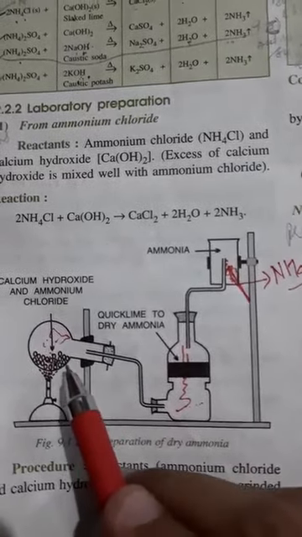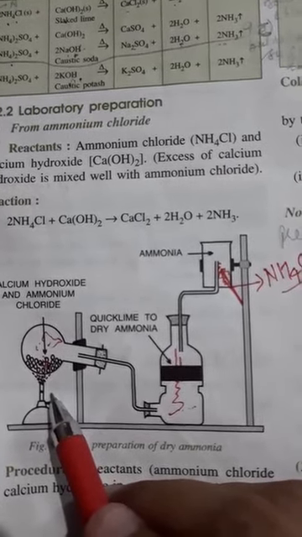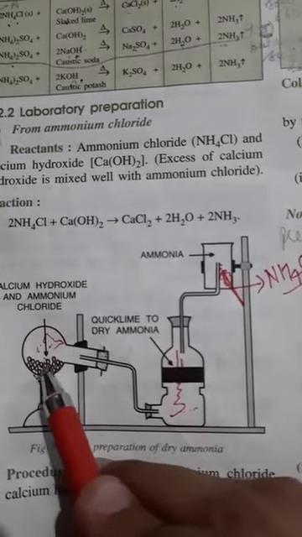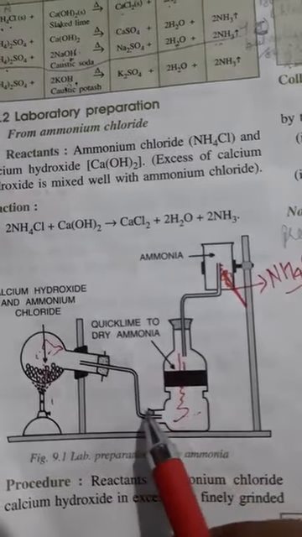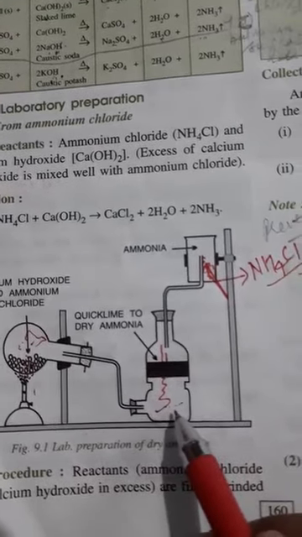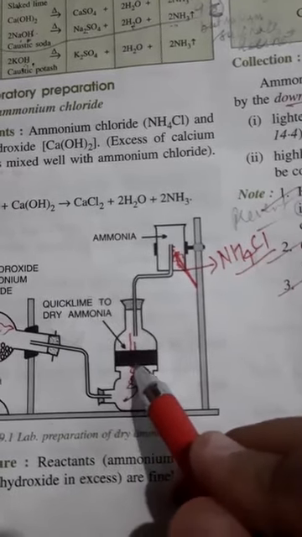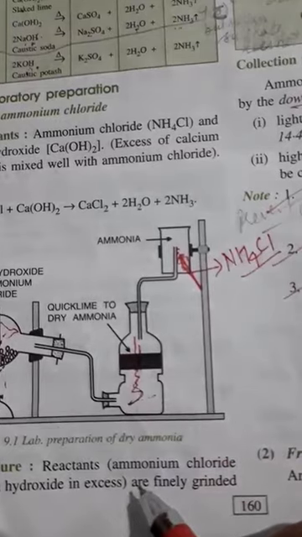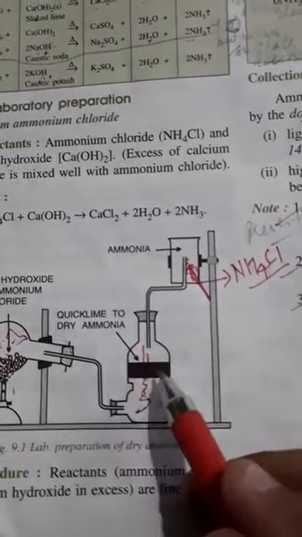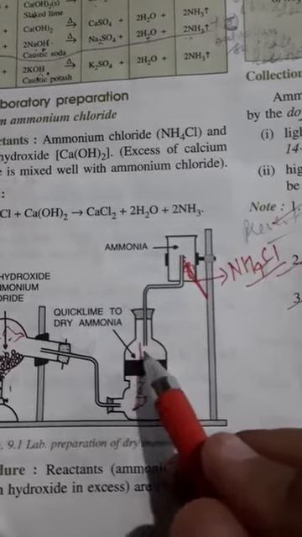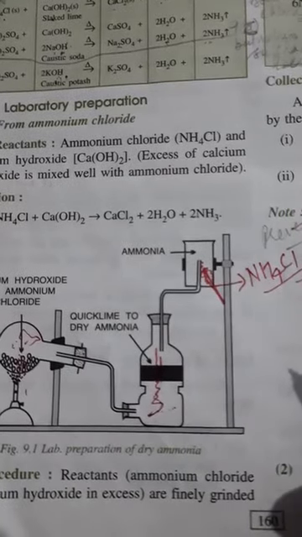So we require temperature also, for that a burner is there, and on heating there is formation of calcium chloride, which will remain here. Water and ammonia gas will start moving towards the delivery tube, and a perforated chamber is here, where the ammonia gas moves through the packing of calcium oxide, CaO, which is also called quicklime. This quicklime will absorb the water part and dry it. So you can say CaO is acting as a drying agent.